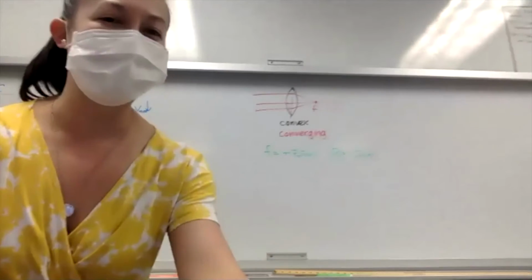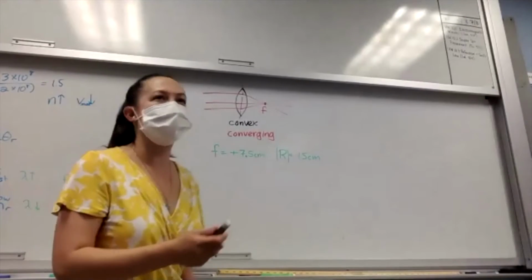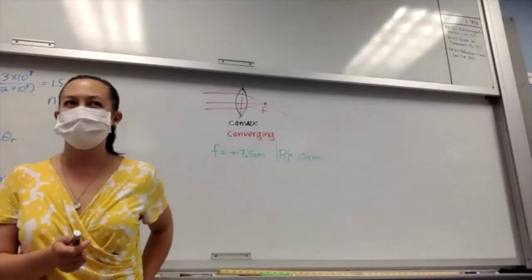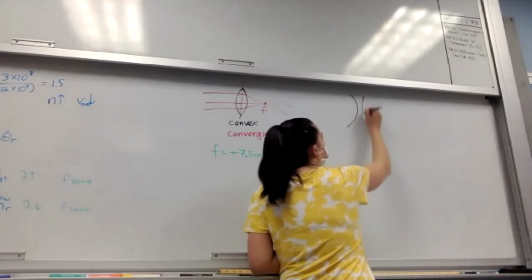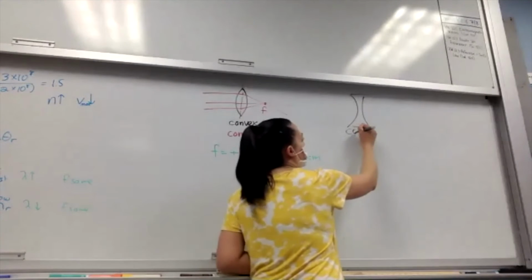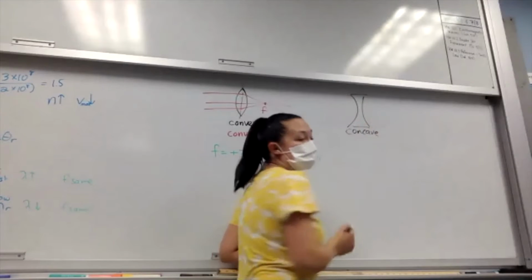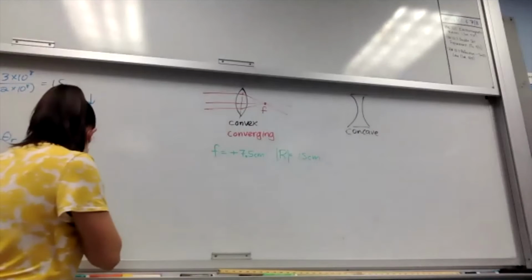So let's do the other one then. If I had my other shaped lens, what's the other shaped lens called? Concave. And how do we remember that? The edges bend inward, like a cave. So concave lens, that's the shape. What's the behavior? It diverges.